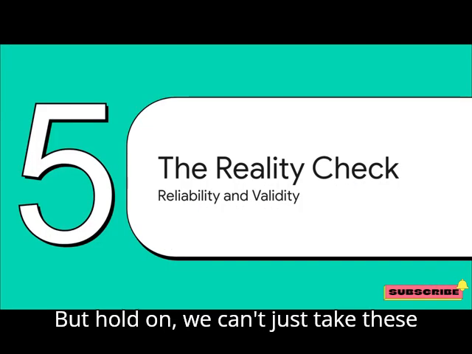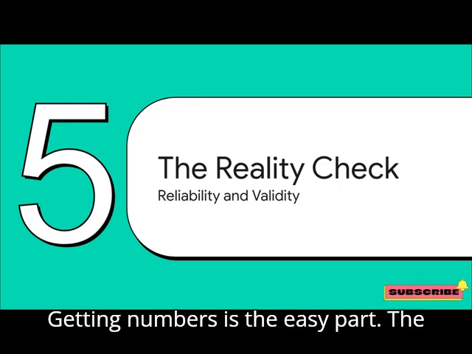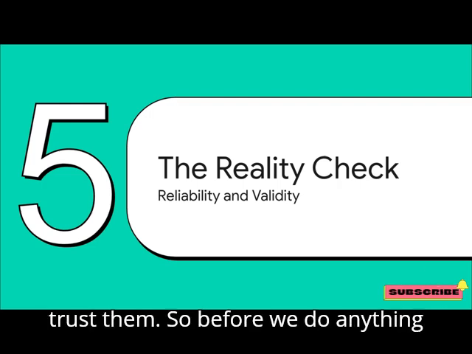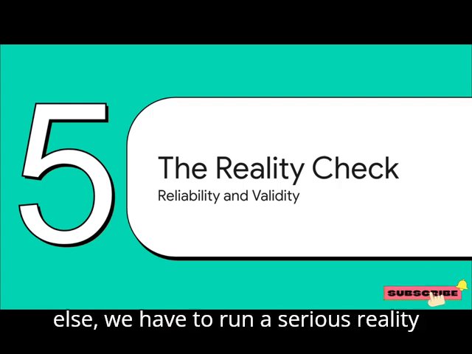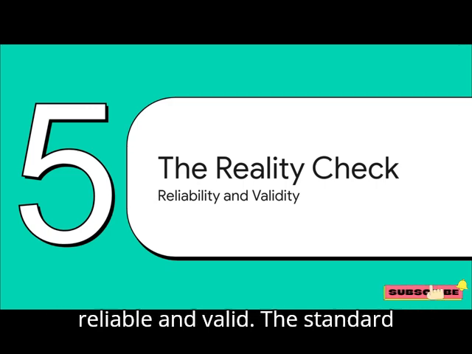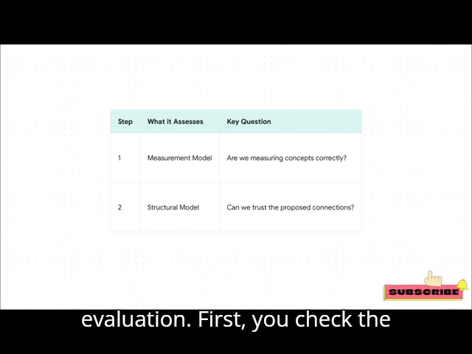But hold on, we can't just take these numbers and run off to a board meeting. Getting numbers is the easy part. The hard part is knowing if we can actually trust them. So before we do anything else, we have to run a serious reality check to make sure our model is both reliable and valid. The standard process for this is a two-step evaluation.